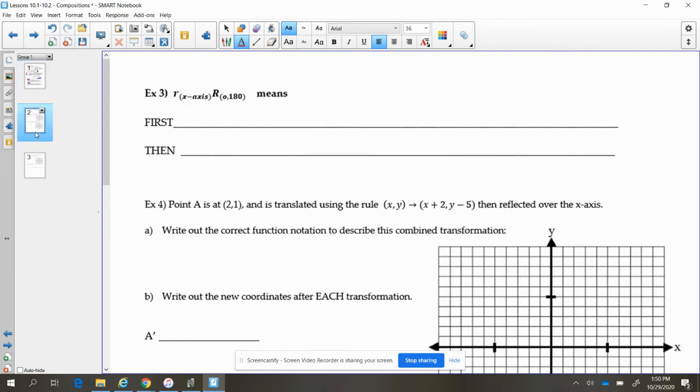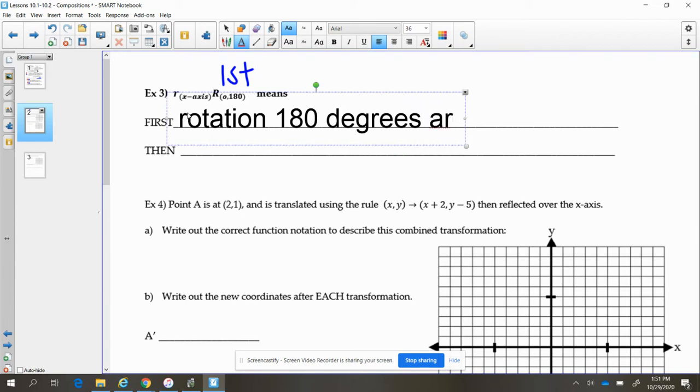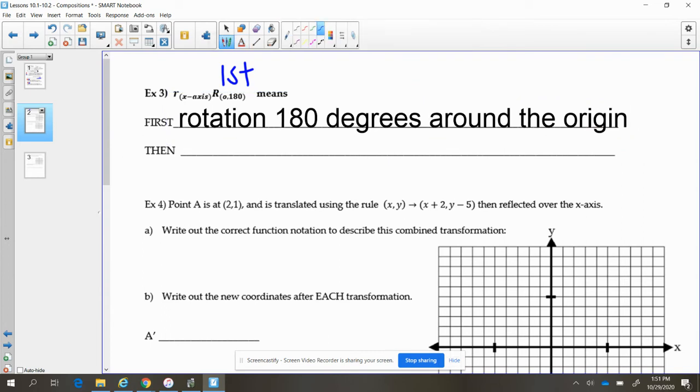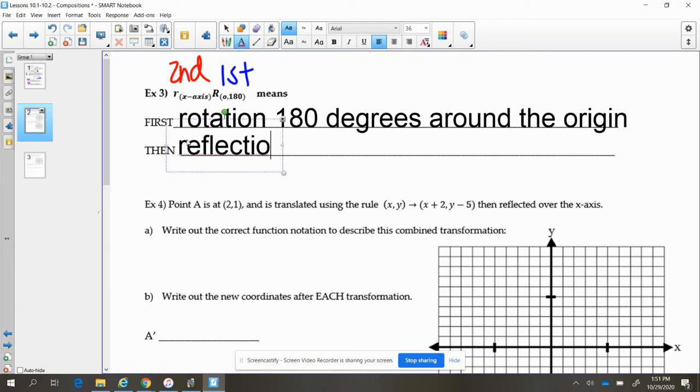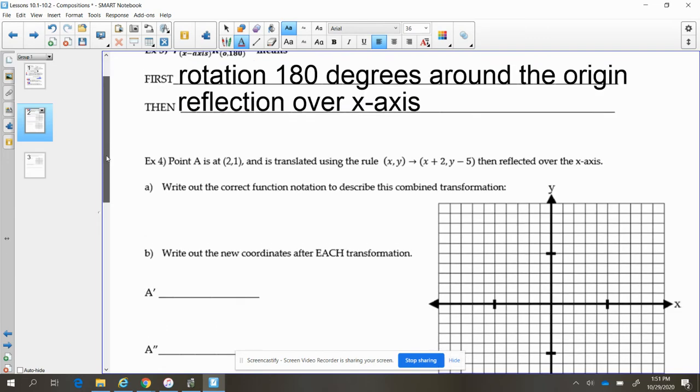Let's try this next one on your own to start. And again, you should have started first with this rotation. So we would have a rotation of 180 degrees around the origin. And that means second, what we're doing is we are going to perform that reflection. So we will be performing the reflection over the x-axis. Now the next piece of this is actually performing that.